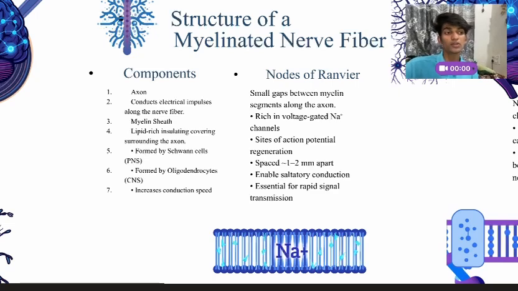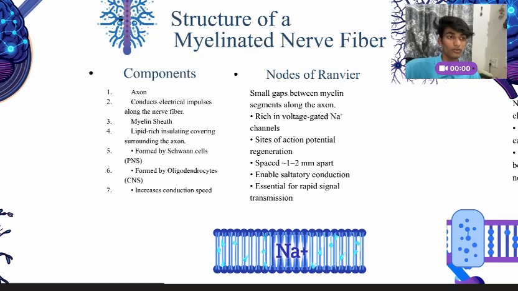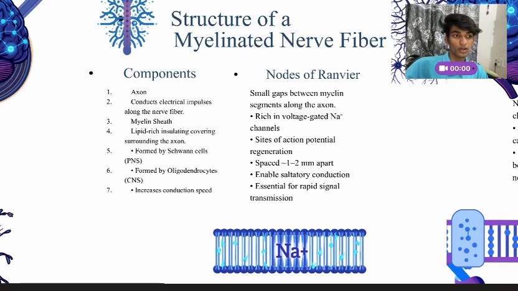Node of Ranvier. This is a small gap between myelin segments. Important fact: it is rich in voltage-gated sodium channels, the site where action potentials are regenerated, located about 1 to 2 millimeters apart, sorry for that, and essential for saltatory conduction.